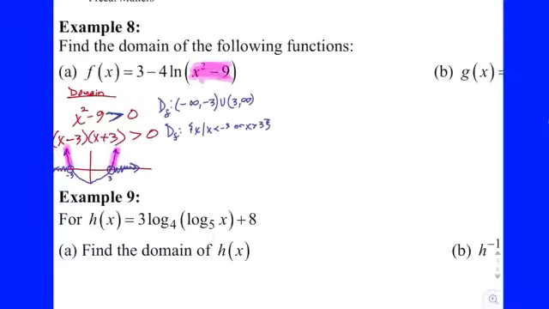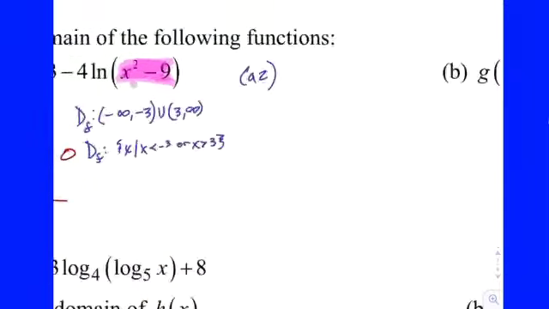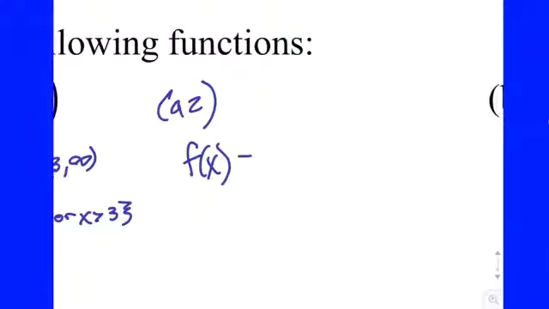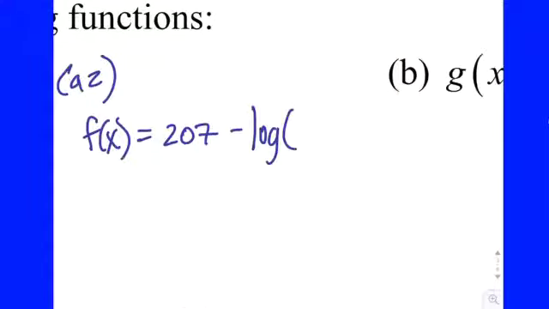Letter A2. Y'all need to practice that one again. How about f of x equals 207 minus log of 9 minus x squared. Yeah, there we go. Find the domain of that one. Oh, minus, we'll put minus 3 log of 9 minus x squared. Doesn't make a difference for the domain. Find the domain, find the domain.